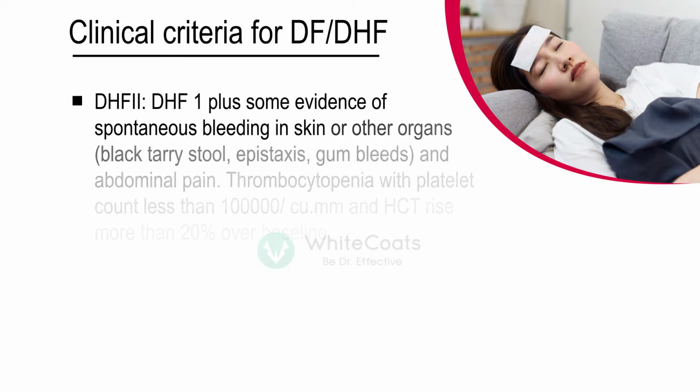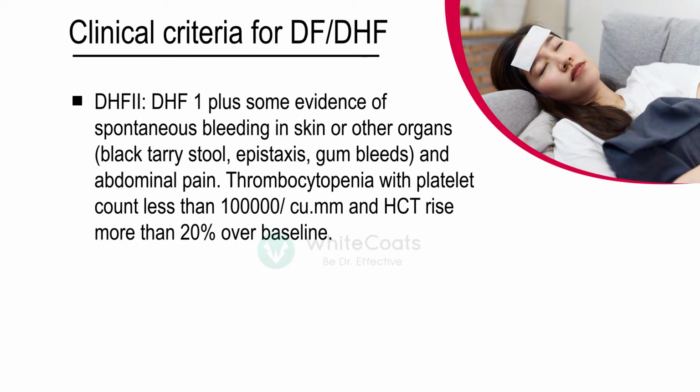Dengue hemorrhagic fever 2 is characterized by DHF1 plus some evidence of spontaneous bleeding in skin or other organs, black tarry stool, epistaxis, gum bleeds, and abdominal pain. Thrombocytopenia with platelet count less than 100,000 per cubic millimeter and hematocrit rise more than 20% over baseline.